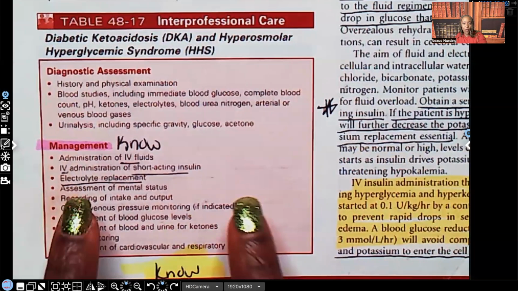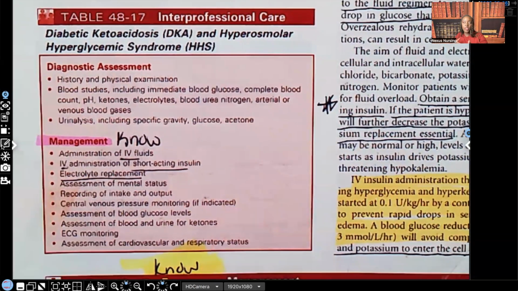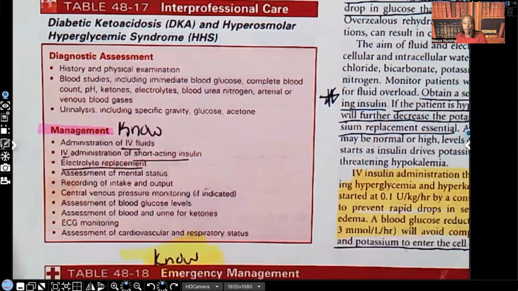I'm not going to go over this yet because this is going over the difference between your diabetic ketoacidosis and your HHS, and I haven't even touched HHS yet. So let's just hold on for a second. Let's keep moving.